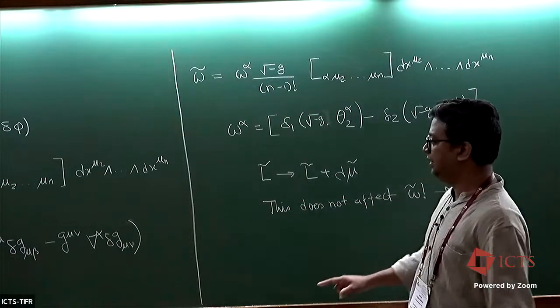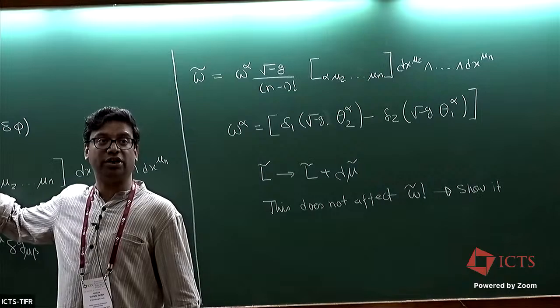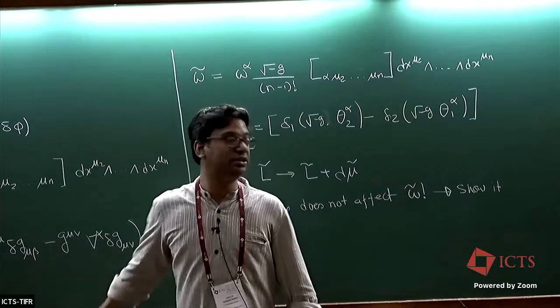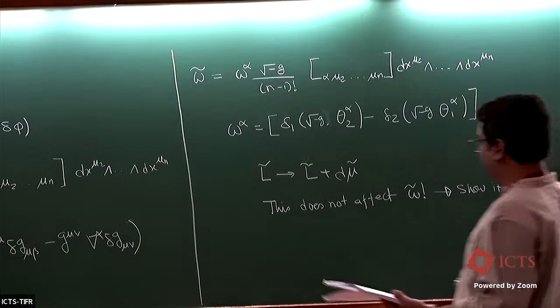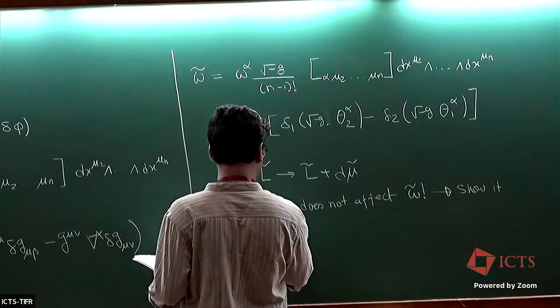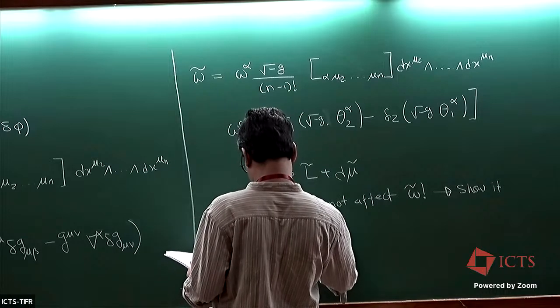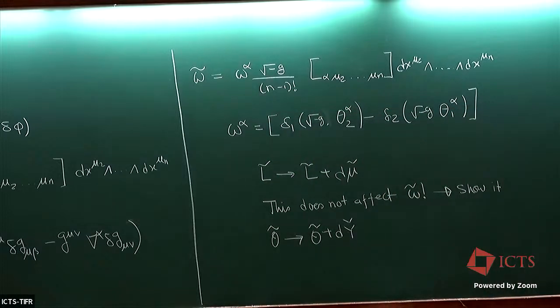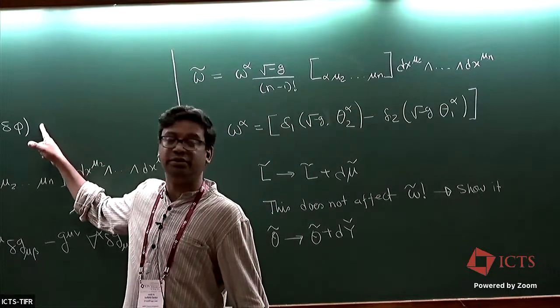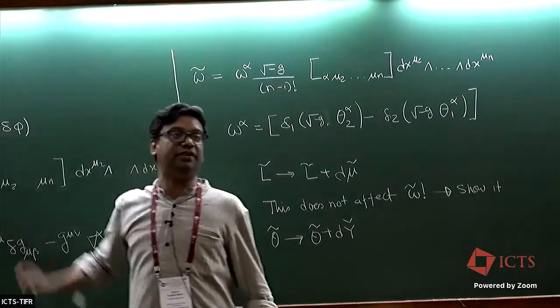This is very easy. Last class we defined, if there is a total derivative, if I add, okay, how the theta changes, put it in there, you see how omega changes, and you will see they're the same. Omega does not change, okay? Please do this. It's a two-line calculation. I will not do it. But what is important is that there is another ambiguity. I can change theta tilde to theta tilde plus dy tilde. Okay. The symplectic potential itself is ambiguous because remember, I can always add a term dy here, but d squared is zero. So therefore, it will not affect the actual equation.